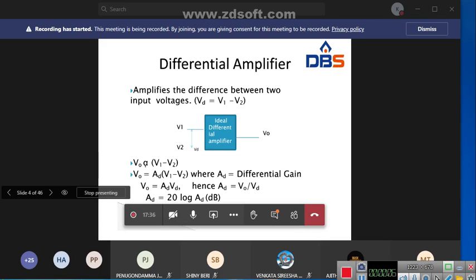So in the last class we discussed the basics of the differential amplifier. The differential amplifier amplifies the difference between two input voltages, right? The two inputs are V1 and V2. That's why the output is directly proportional to the difference of the two inputs. So we can say that V0 is directly proportional to V1 minus V2. That is the function of the differential amplifier.